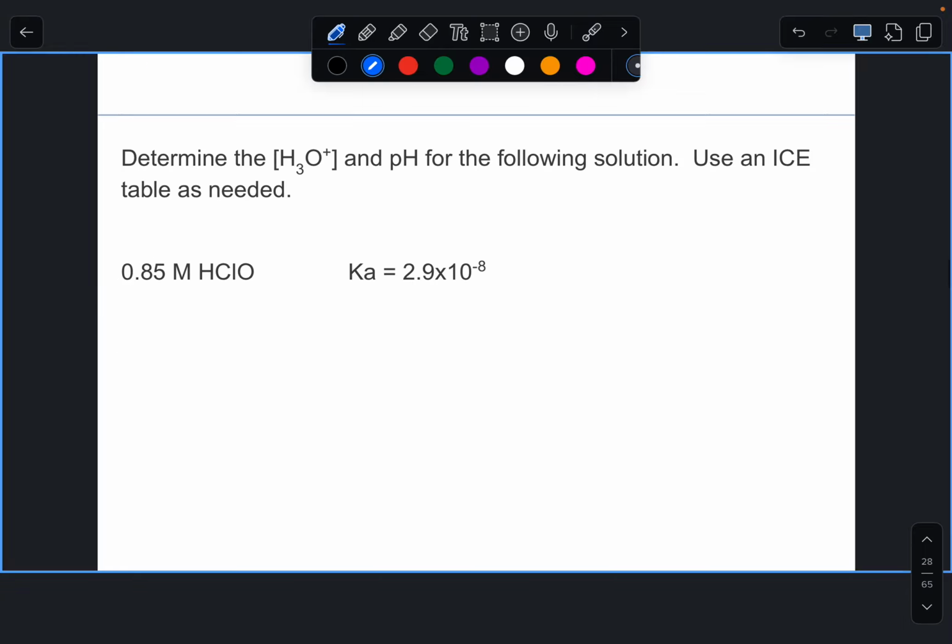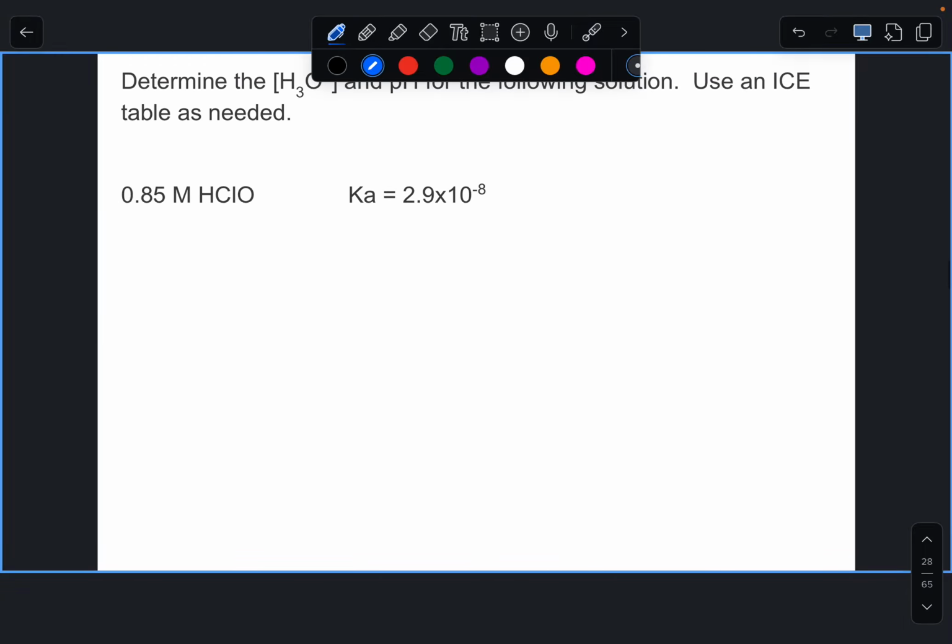All right, let's do another one where we're doing a weak acid now. Again, determining H3O+ and the pH.